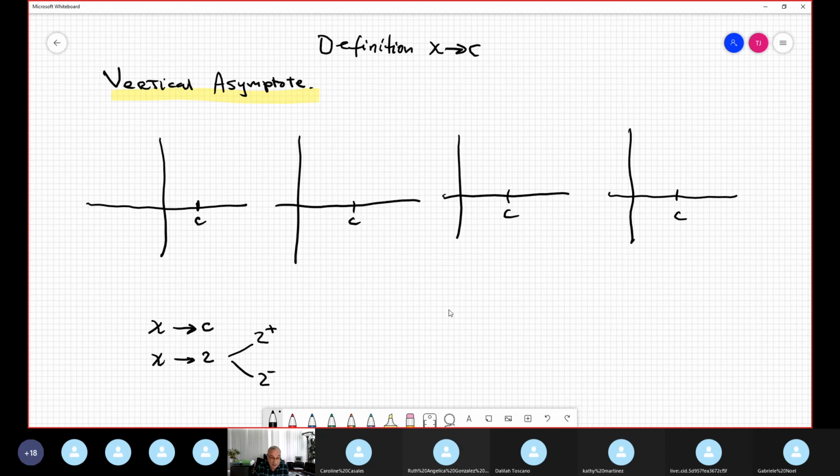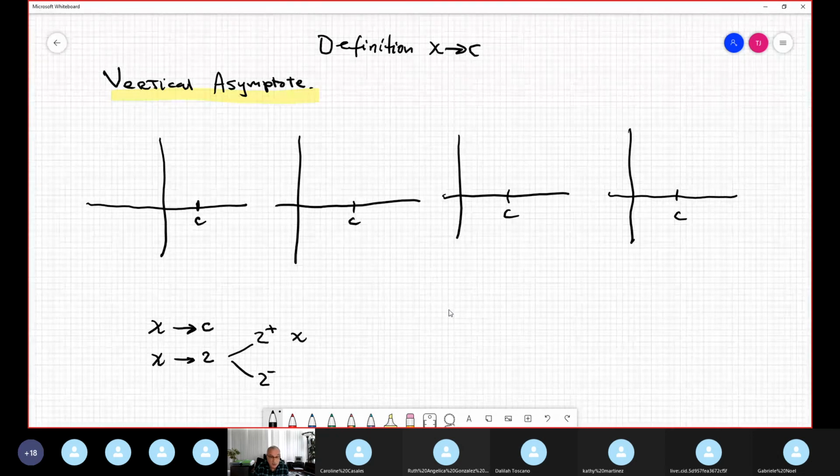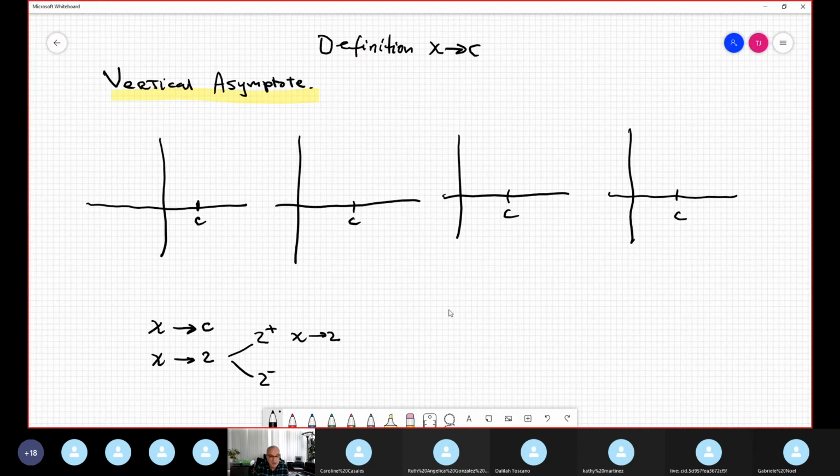This is not negative 2. This is 2 plus. That means that x approaches 2, but through numbers bigger than 2, so maybe 2.1, 2.05. Okay, it's to the right. And 2 minus is approaching 2, but from the left, 1.9.